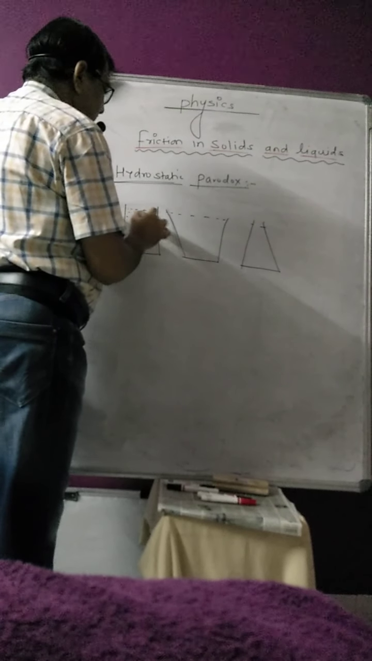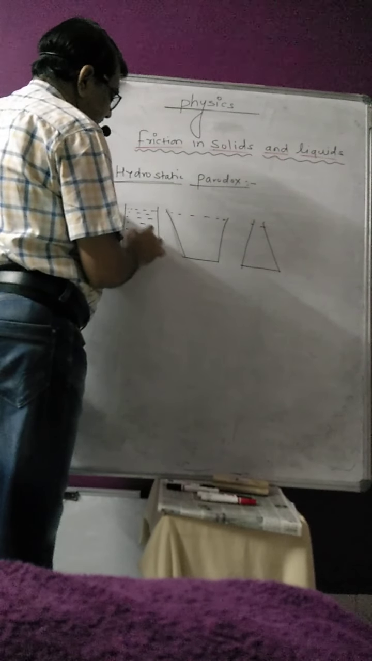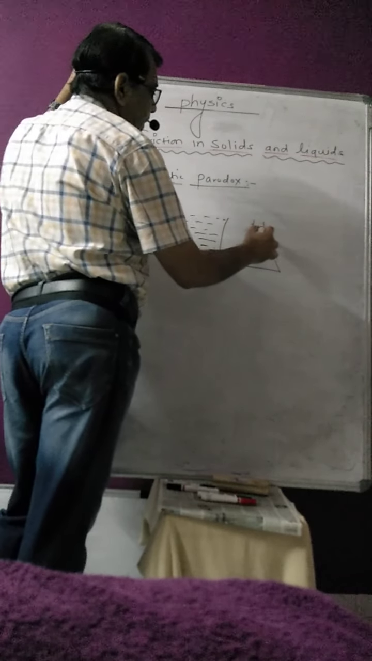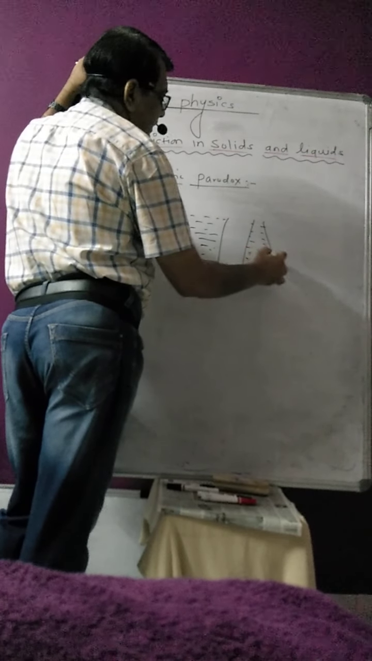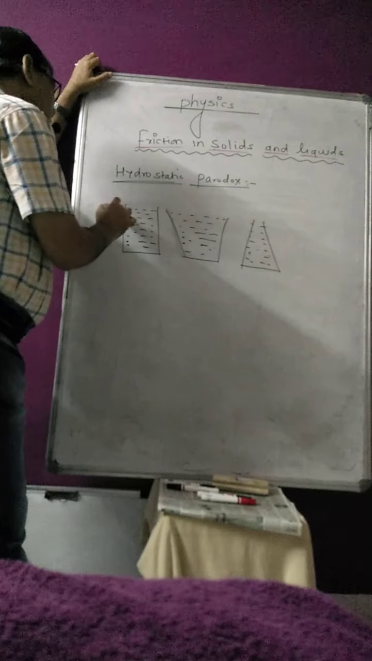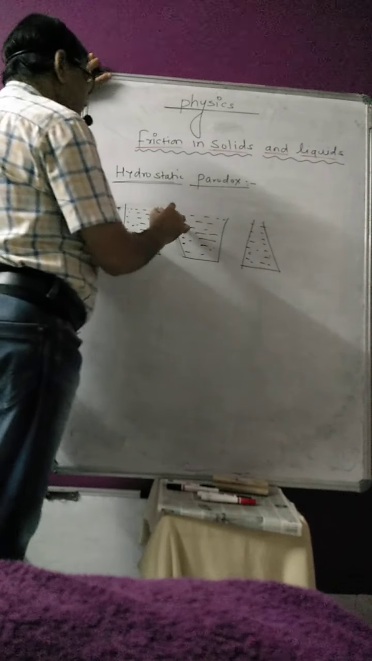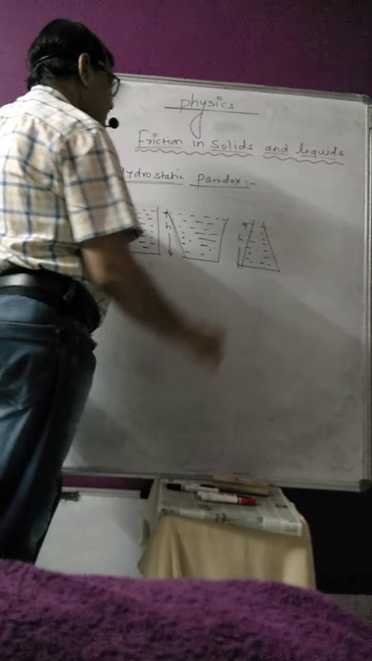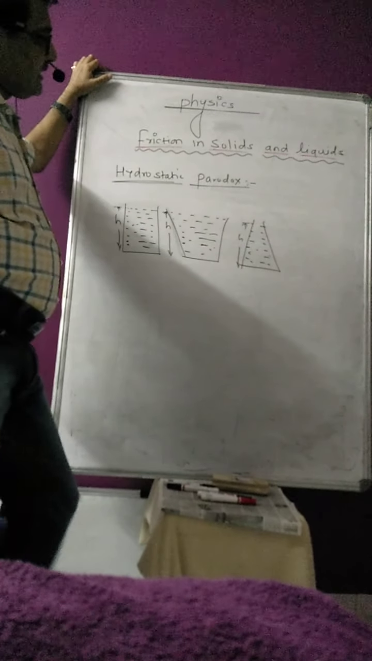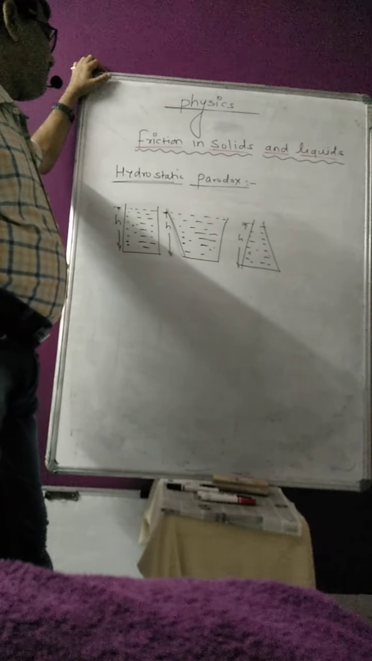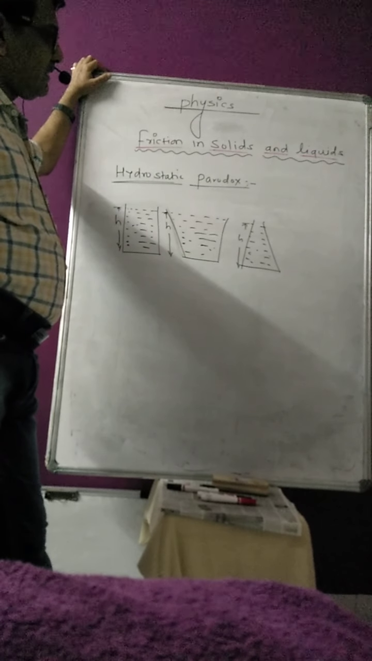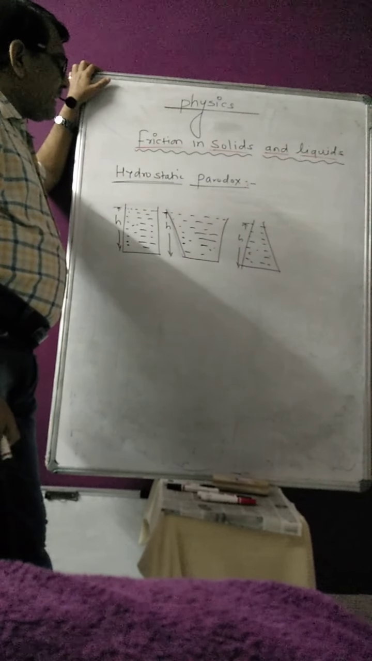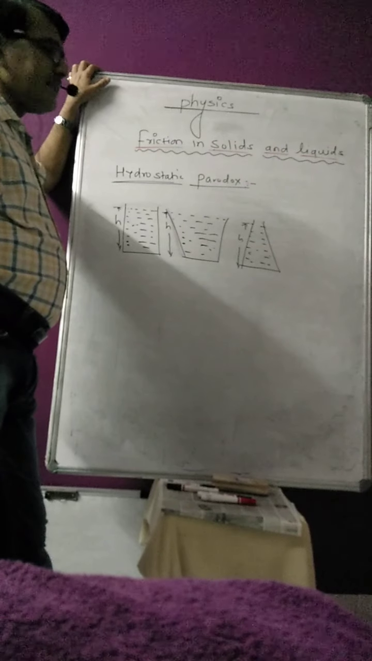So these are the three containers, and they are filled with water. Now the height is H here, and for this container also the height of the liquid is the same, and for this container also. So in these three containers the height is the same, the base is the same, but the shape of the container is different. Now can you imagine on the base of which container the pressure exerted will be more?